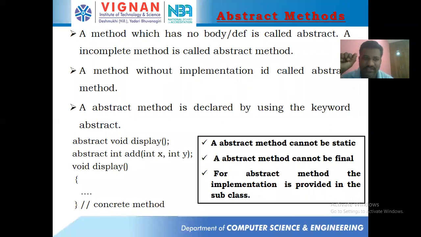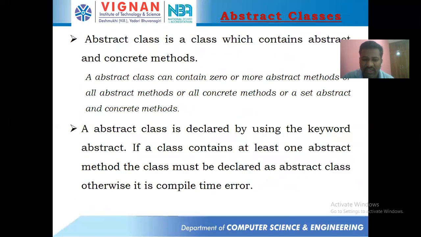Now, abstract methods. A method which has no body can be considered an abstract method. A method without any implementation is called an abstract method, and abstract methods must be taken inside a class. If a class contains an abstract method, or any method that doesn't have a body, then that method must be declared abstract, and the class must be declared as an abstract class.